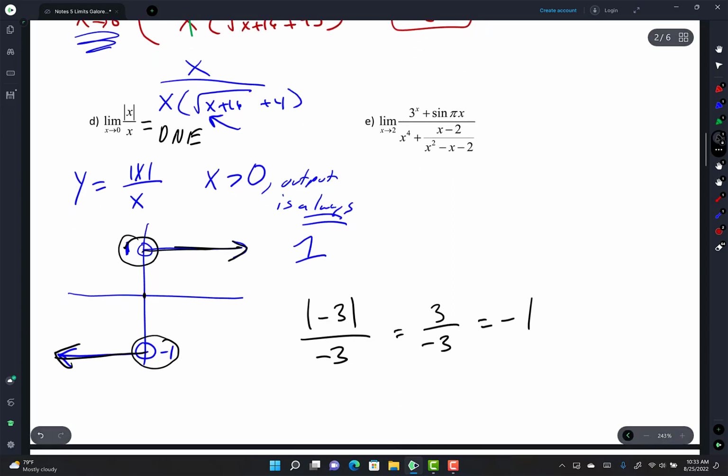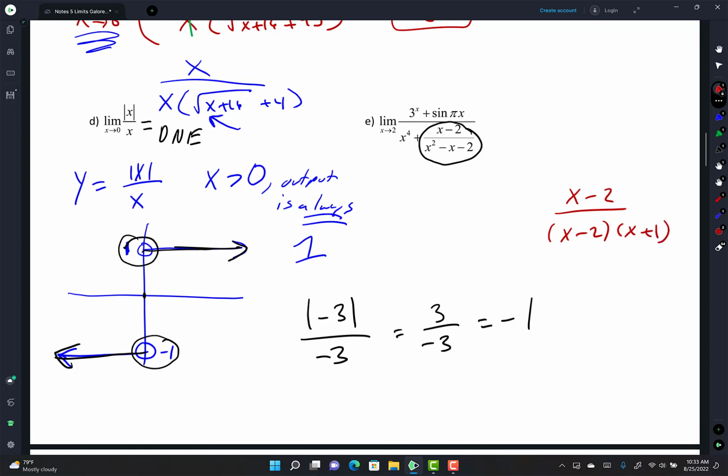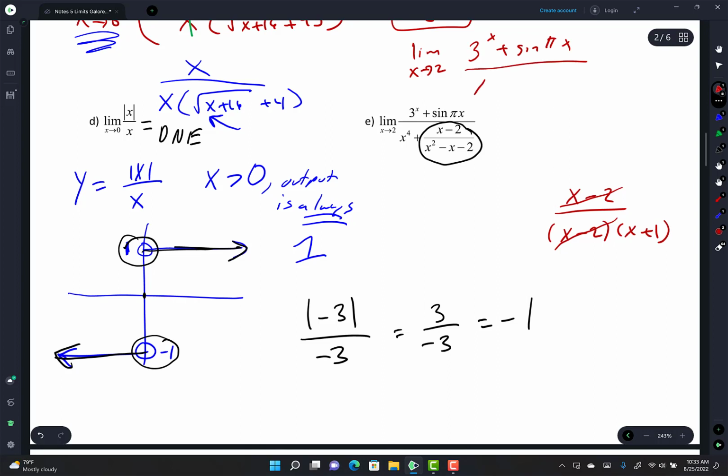This one looks hard. It is not, it just looks hard. Look at this big mess right there. That is factorable, so I'm going to factor it over here on the side: x minus 2 over x minus 2 times x plus 1. What's going to cancel out? The x minus 2's. Now let's rewrite it: limit as x approaches 2 of 3 to the power x plus sine pi x, x to the 4th plus 1, over x plus 1.